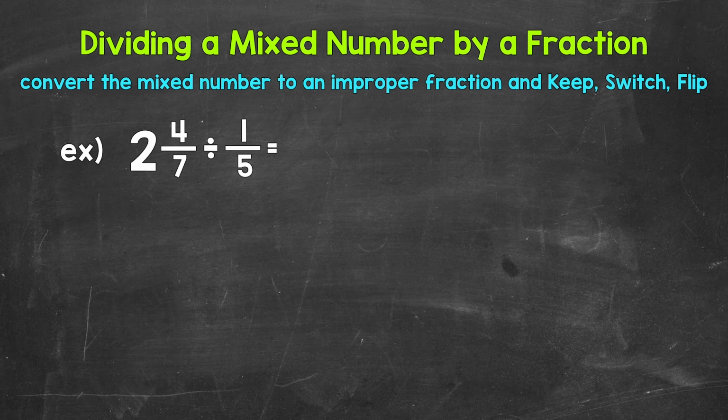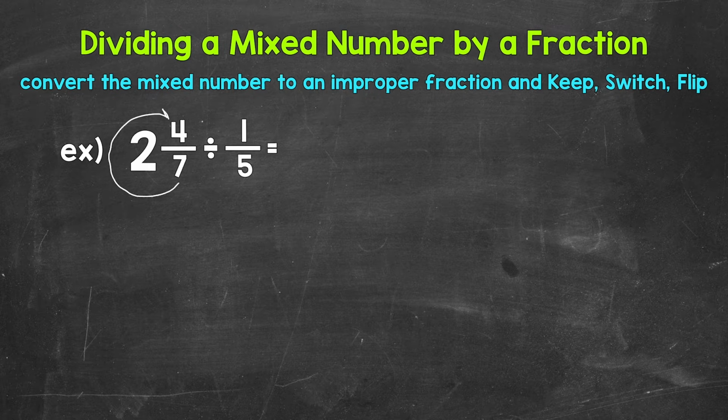Now let's take a look at dividing a mixed number by a fraction. Let's jump into our example where we have 2 and 4/7 divided by 1/5. Now the first thing that we need to do is convert the mixed number to an improper fraction. That way, we just have a numerator and a denominator, and we can go through our dividing fractions steps. Keep, switch, flip. So let's convert 2 and 4/7 to an improper fraction.